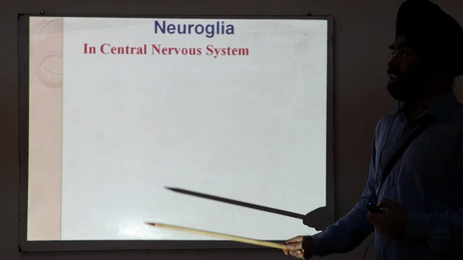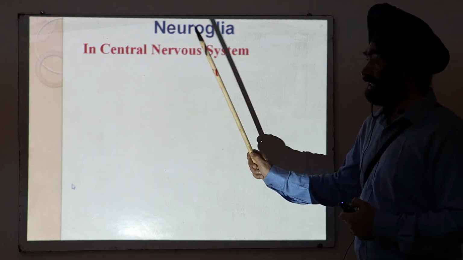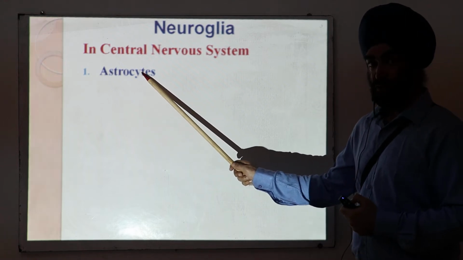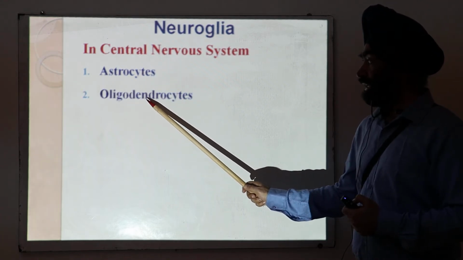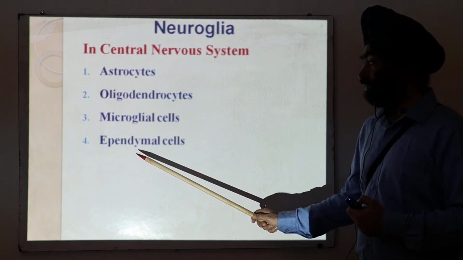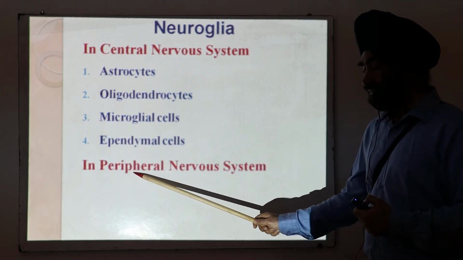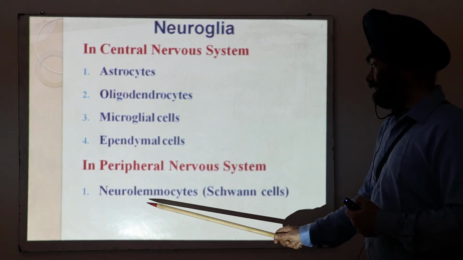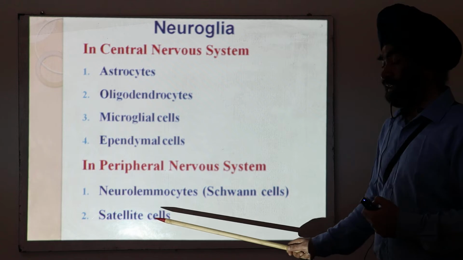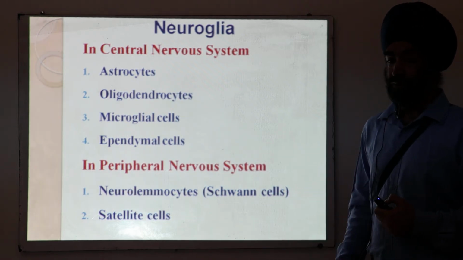So now I will discuss what are the different kinds of neuroglia. If I discuss the central nervous system, there are 4 neuroglia. First is the astrocytes, then oligodendrocytes, third microglial cells, and fourth is the ependymal cells. And in the peripheral nervous system, we have the neurolemmocytes, also called Schwann cells. Then we have the satellite cells. We will discuss all these cells one by one.